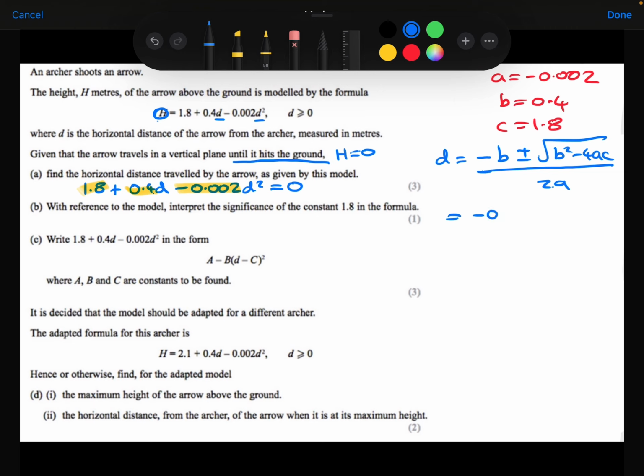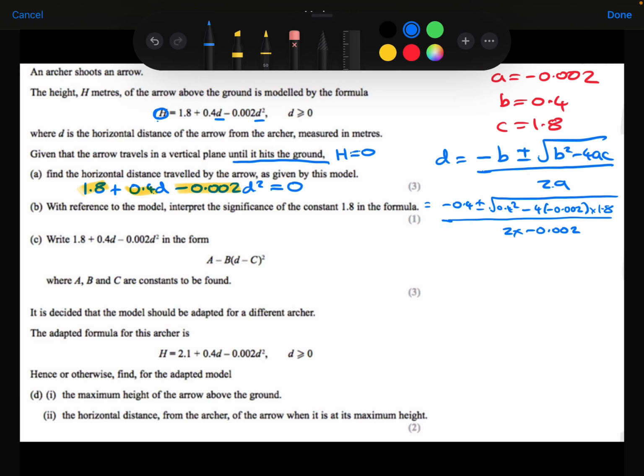So we would have minus 0.4 plus or minus the square root of 0.4 squared minus 4 times... Running out of space here, I really should have written a bit smaller. So minus 0.4 plus or minus the square root of 0.4 squared minus 4 times minus 0.002 times 1.8, all divided by 2 times minus 0.002.